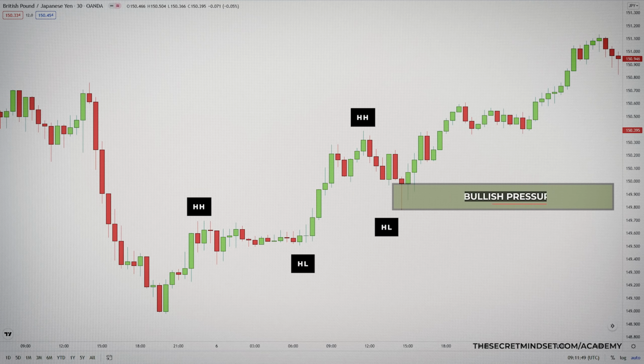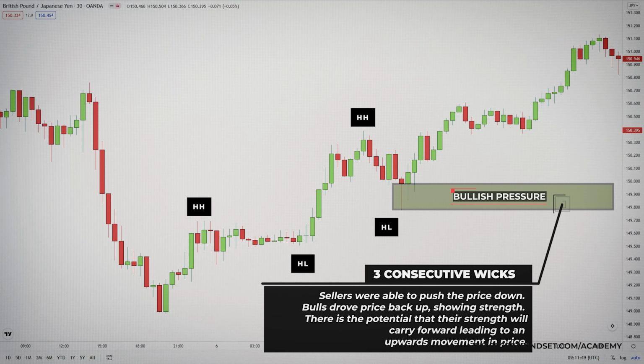And here's our bullish pressure zone. These consecutive wicks signify that sellers were able to push the price down. Bulls drove price back up, showing strength. Since bulls overpowered the selling pressure by bears, there is the potential that their strength will carry forward, leading to an upwards movement in price. This is the signal candle, which overlaps with our pressure zone, so we buy above it.